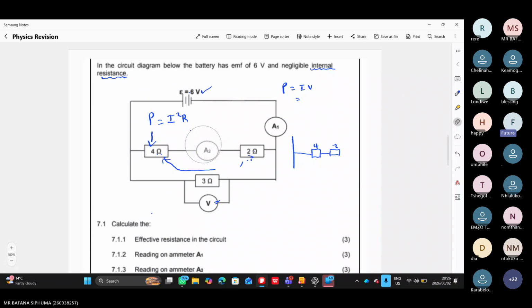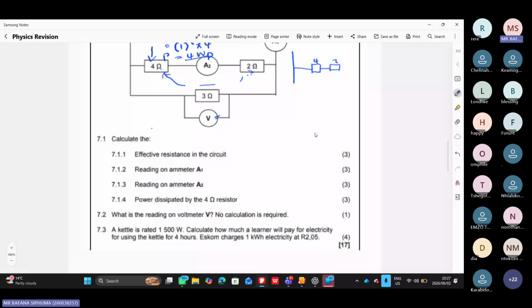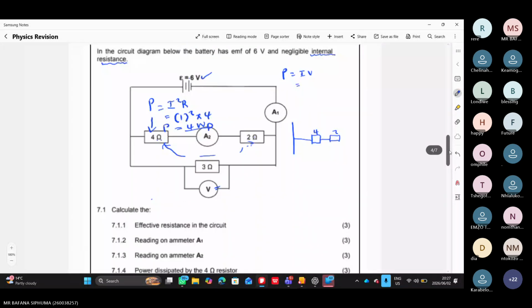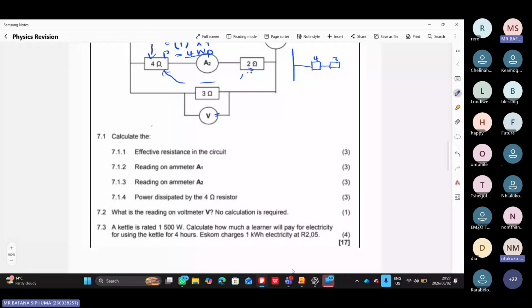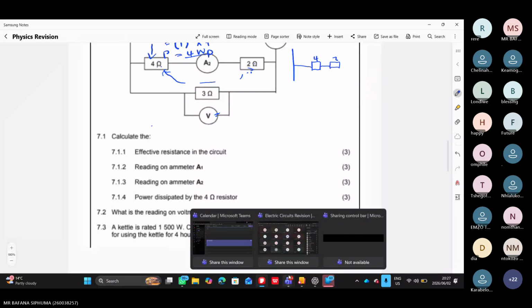It's 4, sir. Yes, definitely you are right. So it's 1 squared multiplied by 4, and then this gives us 4 watts. That's our power. Yes, I also agree with this. Thank you for that. I also made a mistake over there. Yes, you are right.